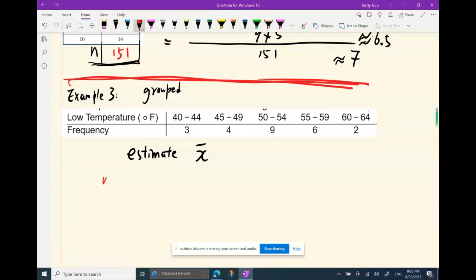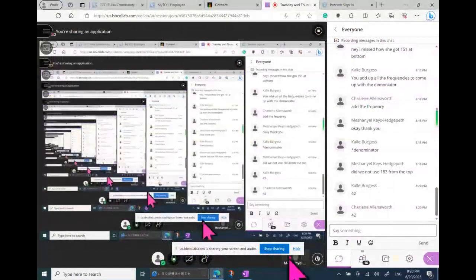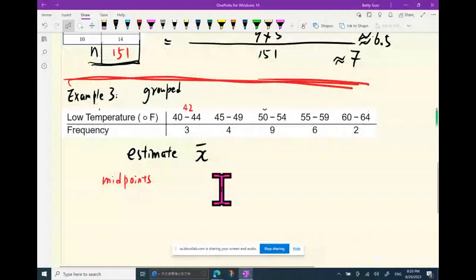Firstly, you need to find midpoints for each class. You remember that? That's last Tuesday. So the first class, lower limit is 40, upper limit is 44. What is the midpoint? 40 plus 44, 84, 84 divided by 2. Yeah, midpoint is 42. Awesome. Thank you, guys.